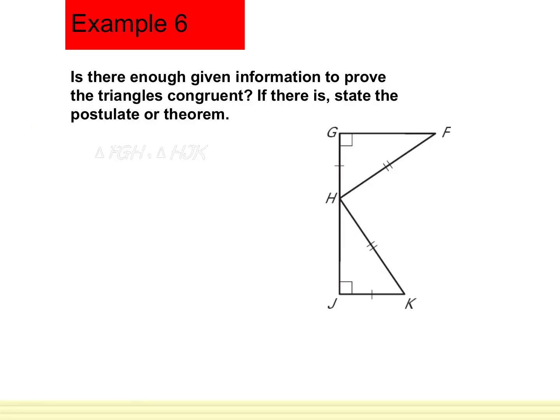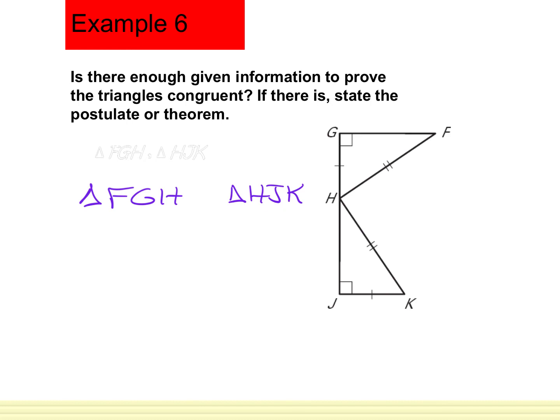The next example wants us to show, do we have enough information to prove that these two triangles are congruent? They have the letters here, F, G, H. I know it's kind of light. And then triangle H, J, K. They want to know, is there enough information to prove them congruent?